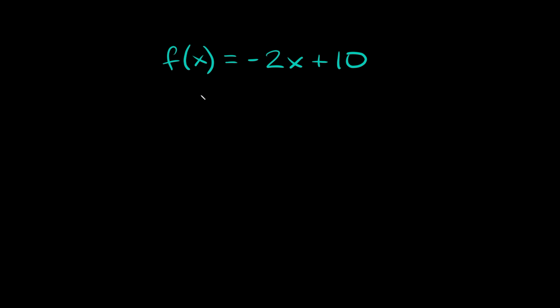So in this video, I'm going to teach you how to find x so that f of x is equal to 0. This is pretty straightforward. All we have to do is set f of x equal to 0. So we're just going to set the equation equal to 0, and then we're going to solve for x.